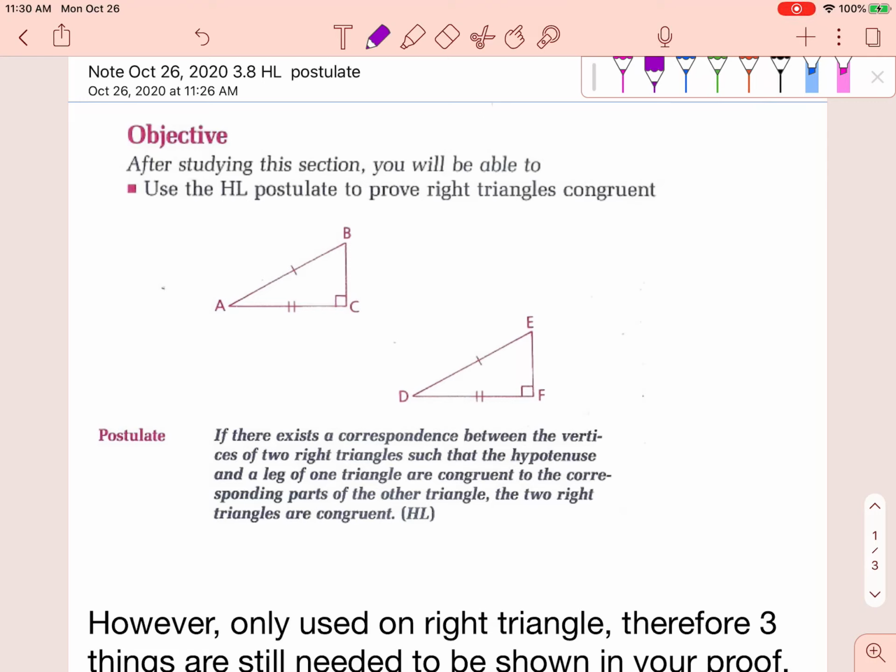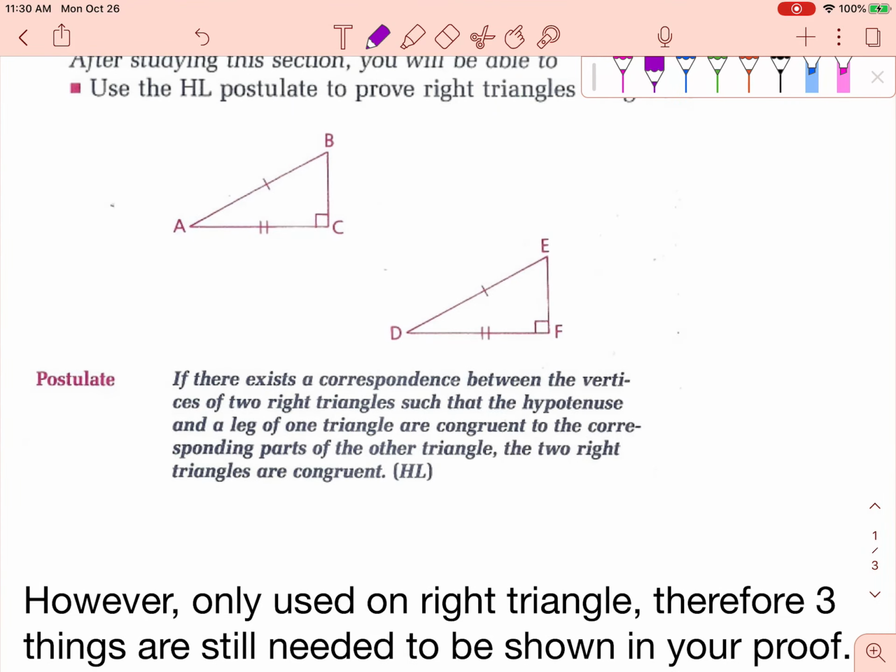All right, so the last section for chapter 3 is called the HL postulate. HL stands for hypotenuse leg. So the postulate is as follows. If there exists a correspondence between the vertices of two right triangles, I'm going to underline right triangles, such that the hypotenuse and the leg of one triangle are congruent to the hypotenuse and the leg of the other triangle, then the triangles are congruent to each other.